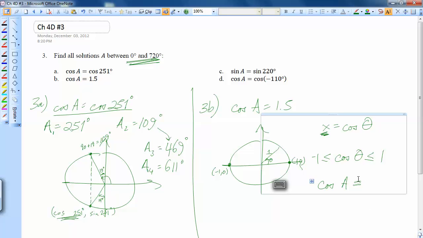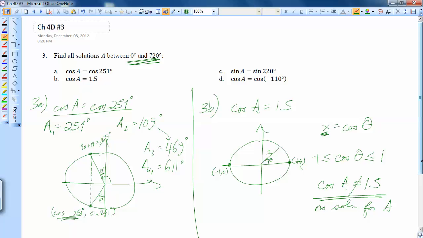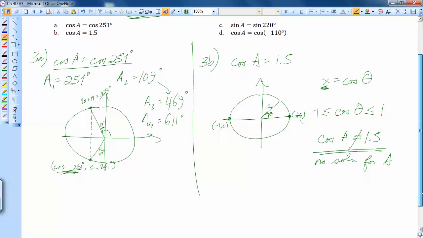Oh, sorry, I don't know why that's all over the place there. So cosine A can never be 1.5. So no solution for A.